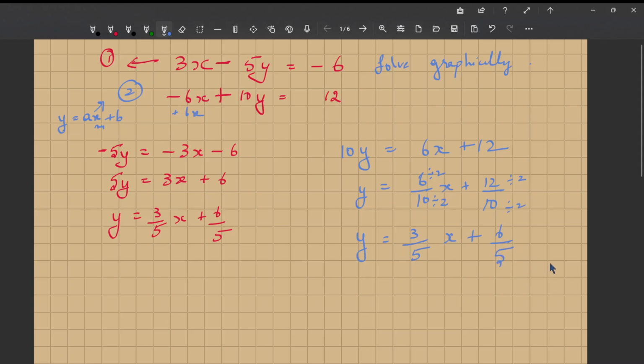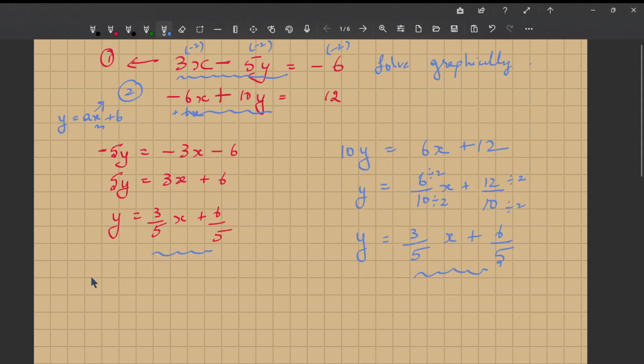Now our job is to find coordinates. But look at the equations. They are one and the same. Here also y is equal to 3 by 5x plus 6 by 5. Why did this happen? Maybe this happened because if you observe these two equations, they are also one and the same, in the sense that if you multiply 3 by minus 2, minus 5 by minus 2 and minus 6 by minus 2, that is each term is multiplied by minus 2, you get the second equation.